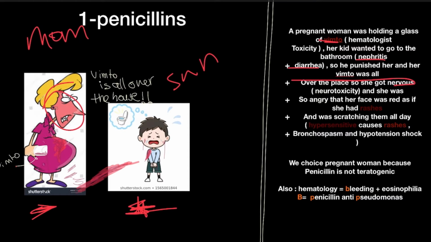Oh, sorry, I forgot about this. When he spilled all the Vimto on her, she got really angry, like nervous, and nervous is like neurotoxicity. So we have also neurotoxicity. And why? Because we know that penicillins can penetrate the CNS when inflamed.